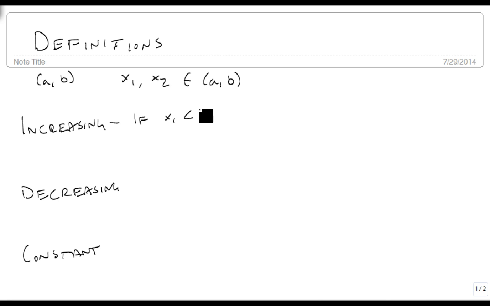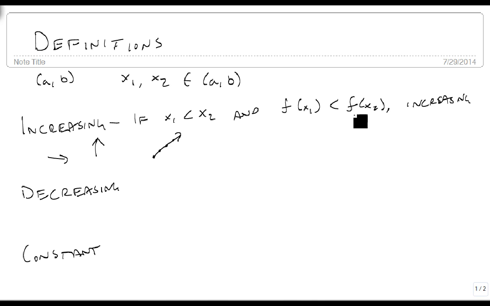If x1 is less than x2 and f of x1 is less than f of x2, then it's said to be increasing. In other words, as it moves to the right, it goes up. So a straight line does this, where every point is higher than the one before it, because its output to the right is bigger than the left, as its input is bigger. It could also be a curved line, so that every point on the line is higher than the one before.